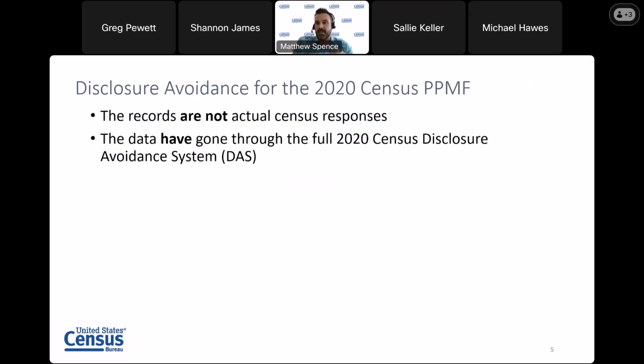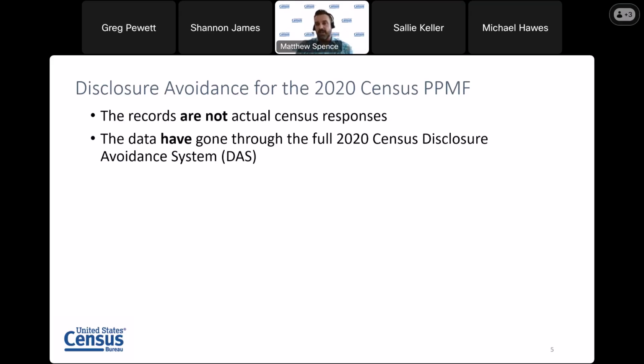Now, I said that the person level file is 1 row per person, and that the housing unit file is 1 row for every housing unit. But the records are not actual census responses. They may look like census responses, but they're not. These data have gone through the full 2020 Census Disclosure Avoidance System, or DAS for short.